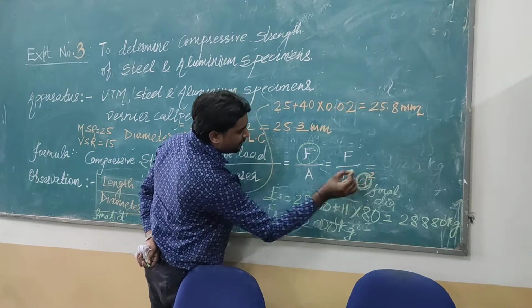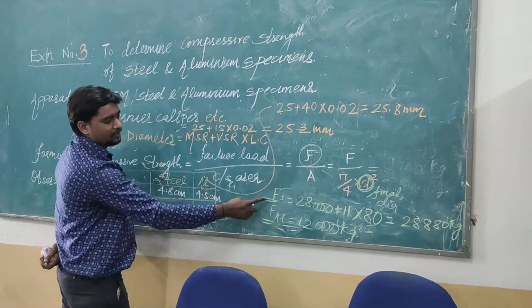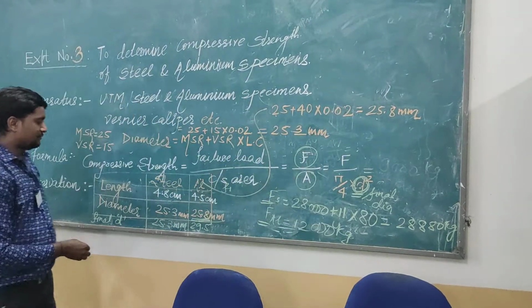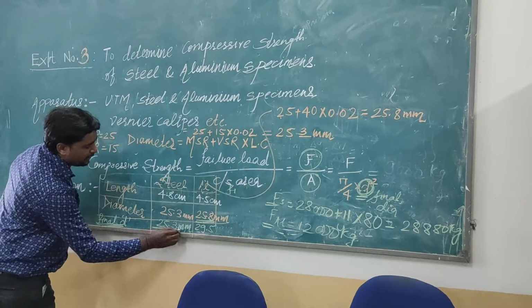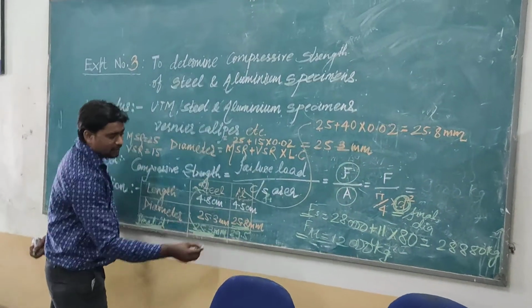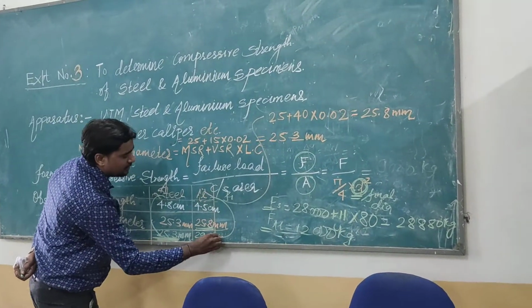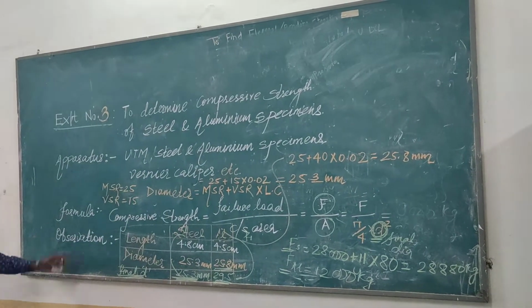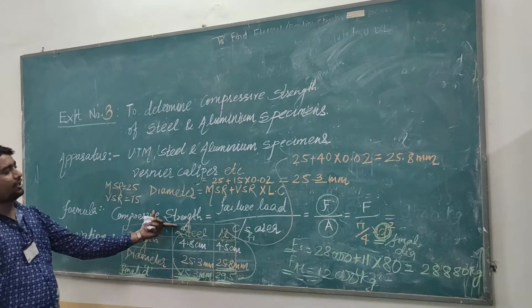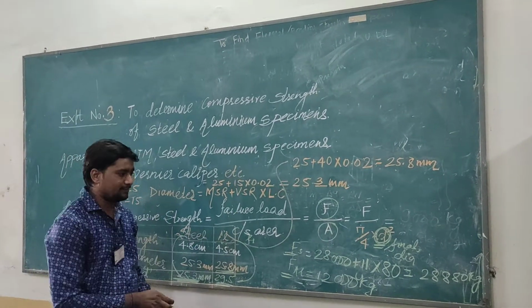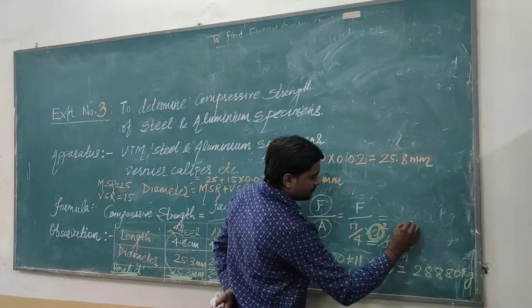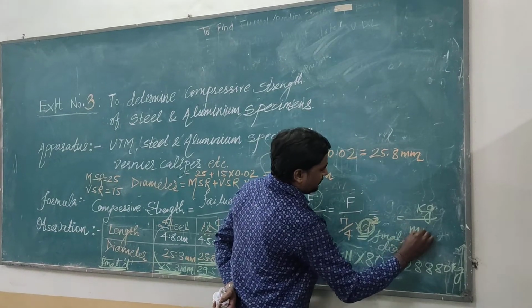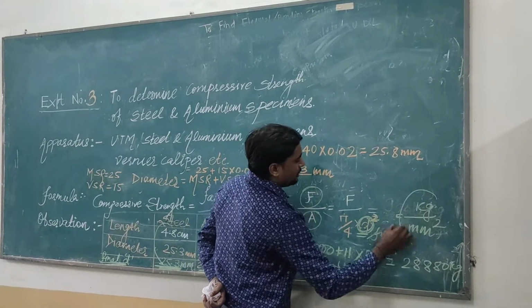So the diameter is the final diameter here. You have to put values here. Fs value, Fal value, then cross section area. Diameters are different. So the final diameter we have to take 25.3 for steel material, 29.5 for aluminum material. By putting these values in this formula, the final result will be the compressive strength of steel material, and this one again squared is here, so the unit will be kg per mm square.